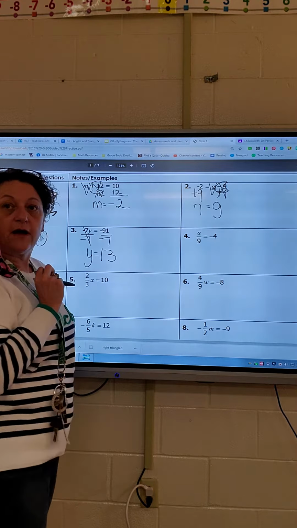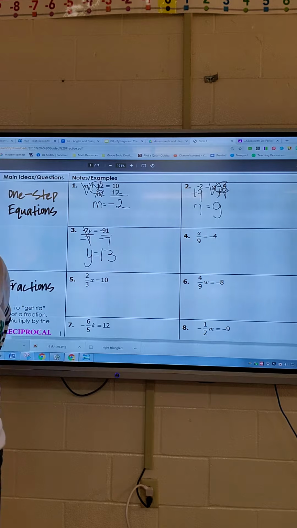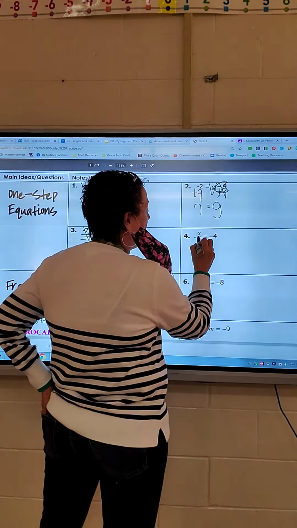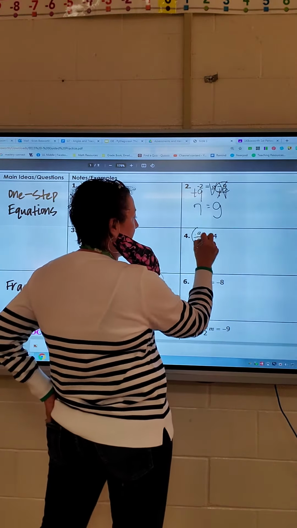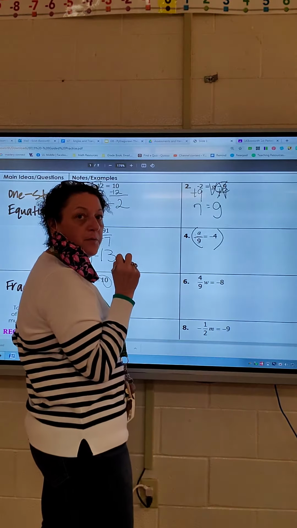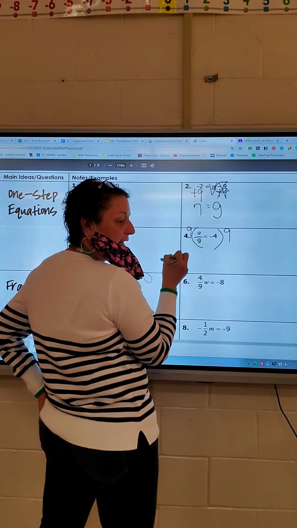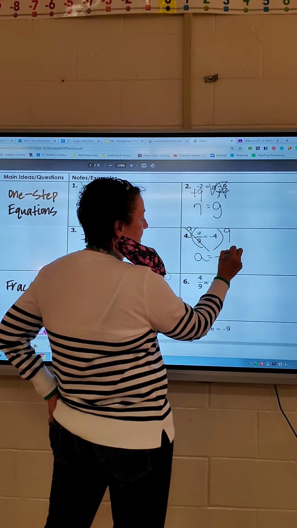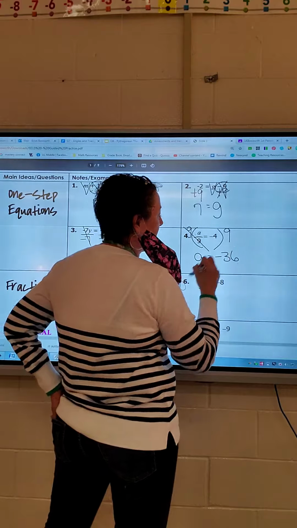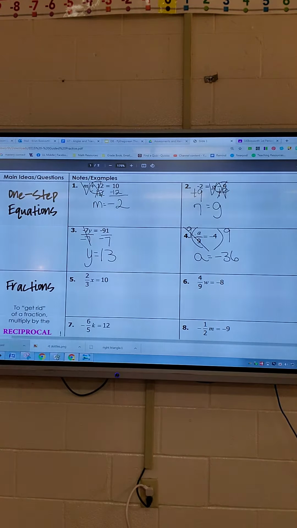Positive 13, okay? On this one, a divided by 9. Does everybody see that that's a divided by 9? If we're dividing by 9, what's the inverse of that? Multiplying by 9. So I'm going to show my multiplication with parentheses. I'm going to multiply by 9 right here, multiply by 9 right here. So A is equal to a negative 36. You put that in the calculator. Negative 4 times 9 is a negative 36.